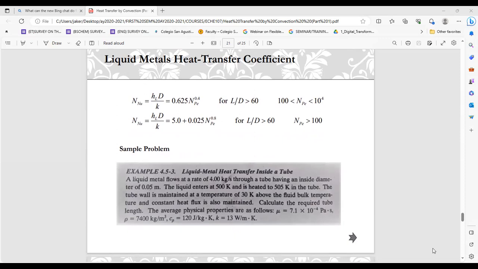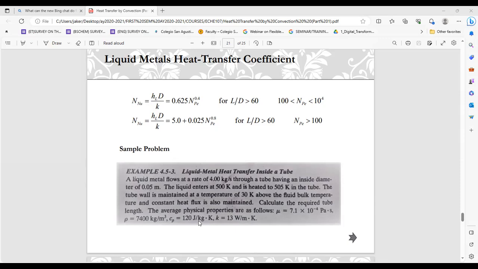The liquid enters at 500 Kelvin and is heated to 505 in the tube. The tube wall is maintained at a temperature of 30 Kelvin above the bulk fluid temperature. So take note of the phrase that the tube wall is maintained at a temperature of 30 Kelvin above the fluid bulk temperature. And there's a constant heat flux that is to be maintained in the process of heating. Calculate the required tube length for this problem.